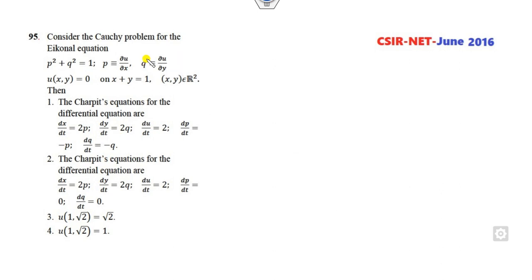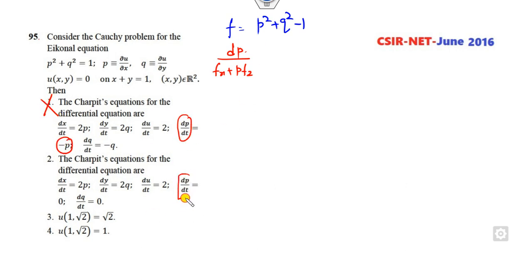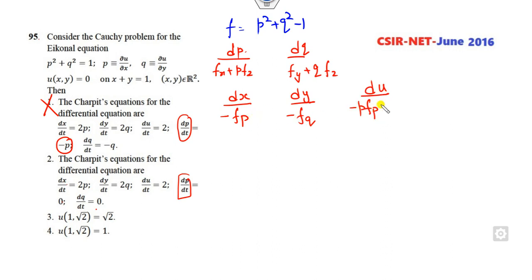Again this is a Charpit equation. The equation is p square plus q square minus 1. Firstly we again check dp: fx plus p fz is again 0, but you can see dp is non-zero, so this option is cancelled. dp is 0, correct. We can find dq: fy plus q fz, again 0, satisfied. What is the coefficient of dx? Minus fp. The coefficient of dy? Minus fq. The coefficient of du is p multiplied by fp plus q multiplied by fq.